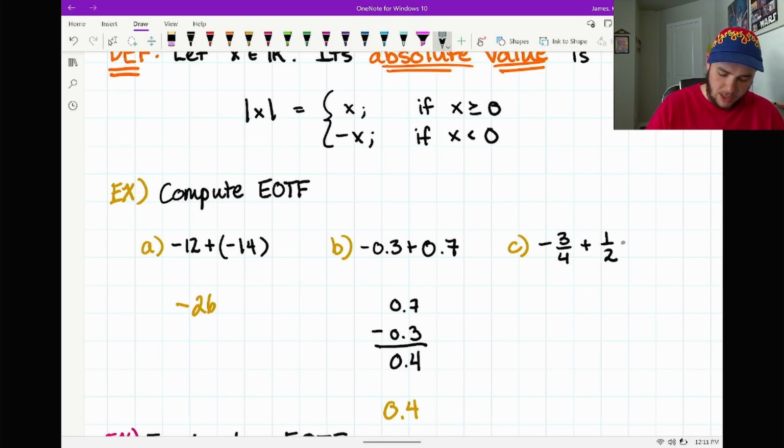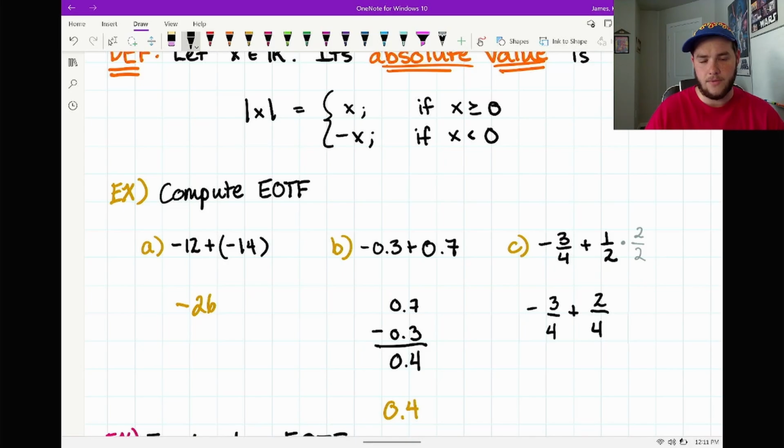So I want to make sure both of my fractions are in terms of fourths. To do that, I would need to multiply the denominator of 1/2 by 2. But I can't just multiply the denominator, otherwise that changes the value of the number. So I'm going to multiply by 1, which won't affect the value of the number. That will leave me with negative 3/4 plus 2 over 4. Now that my denominators match, I can add their numerators together. And negative 3 plus 2 would be negative 1 over 4.